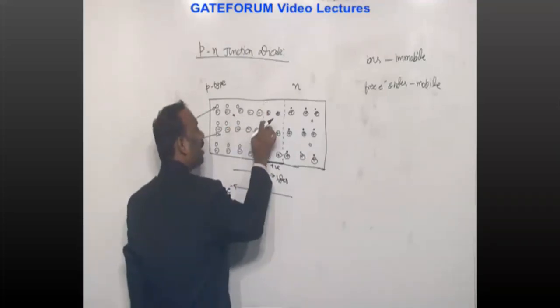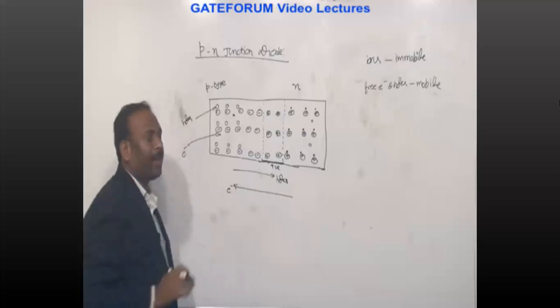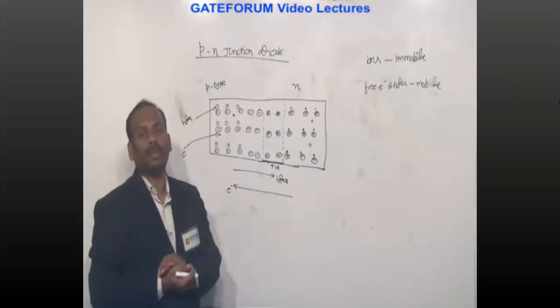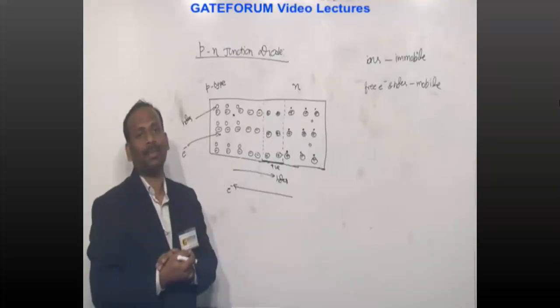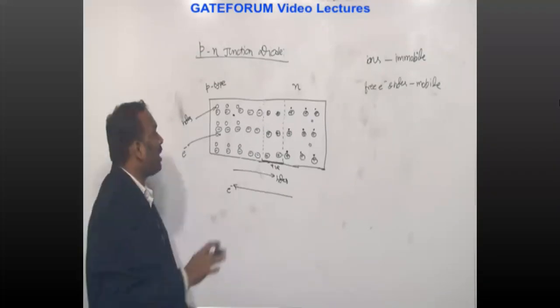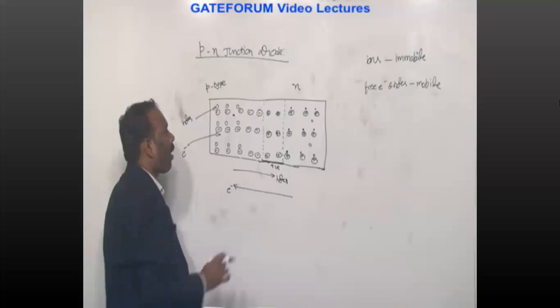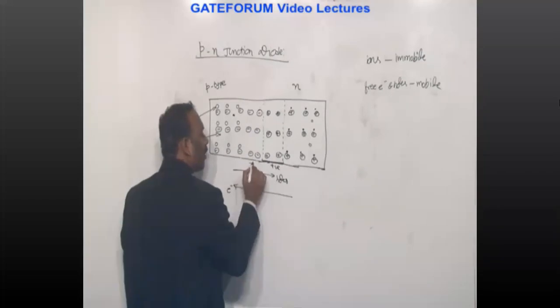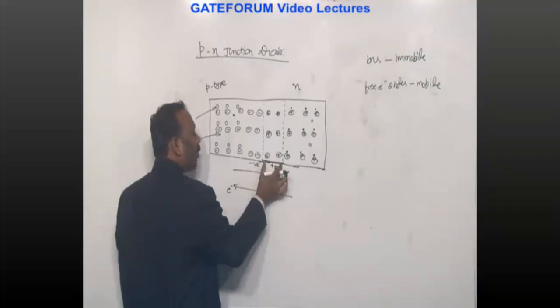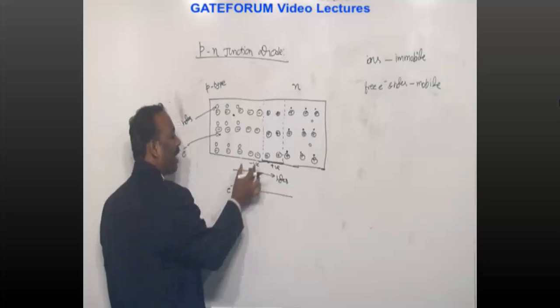Similarly, it comes here and is repelled. It will not move further. Is it clear? That means after a certain time, there is no further movement of the charge carriers. So on one side we may have a positive charge, and on the other side a negative charge.